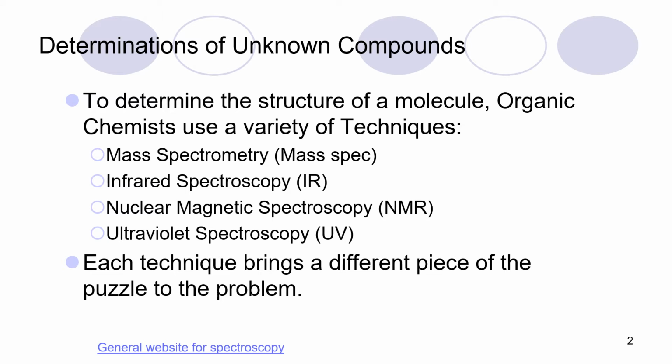The first one, which I said we're going to talk about, is mass spectrometry or mass spec. There's three others: infrared spectroscopy, which is in the next section; NMR, nuclear magnetic resonance spectroscopy, which is chapter 13; and then ultraviolet spectroscopy, which is chapter 14. And each technique brings a different piece of the puzzle to the problem.